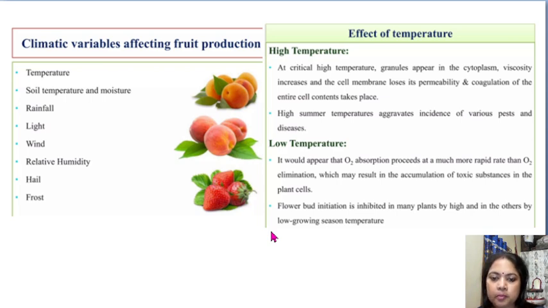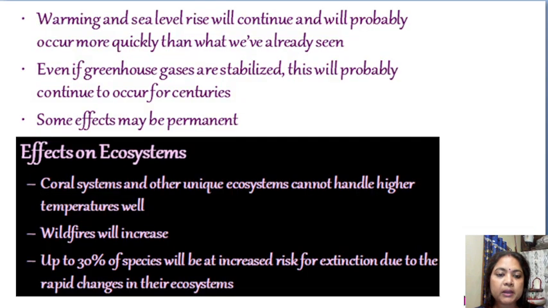And flower bud initiation is inhibited in many plants by high and in others by low growing season temperature. So your flower buds will also be affected when temperature is low. Then effects on ecosystem. Coral systems and other unique ecosystems cannot handle higher temperatures well, and wildfires will increase also, and up to 30% of species will be at increased risk for extinction due to the rapid change in their ecosystem. And what will happen?